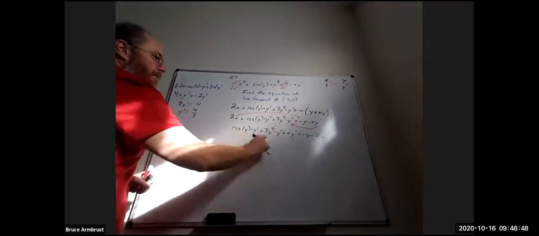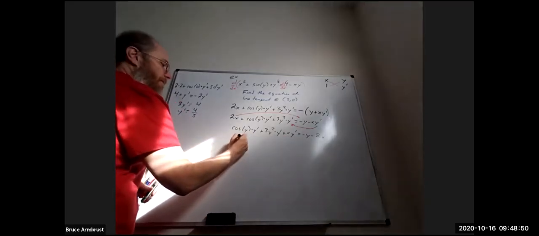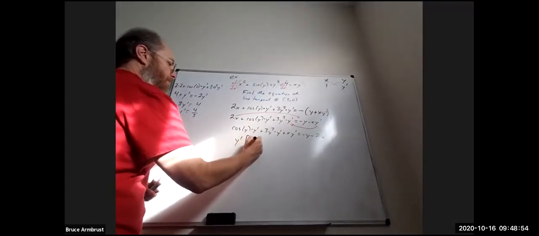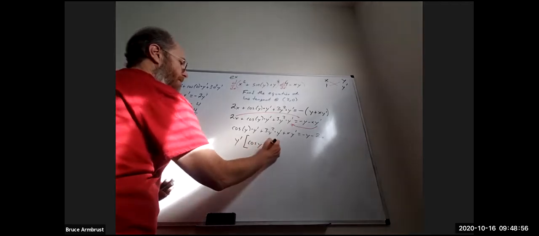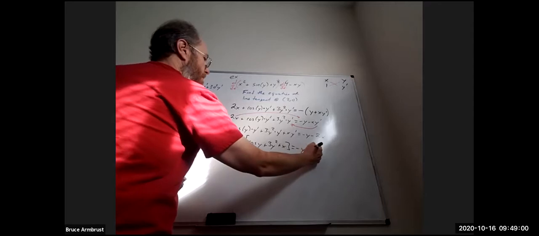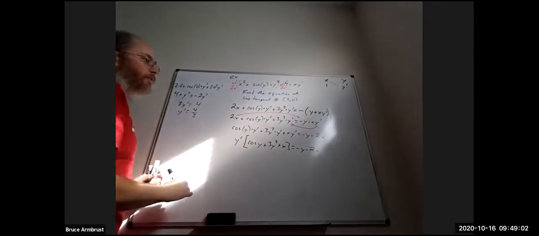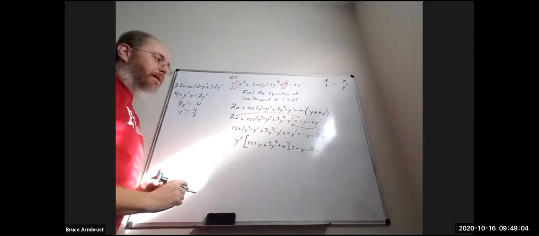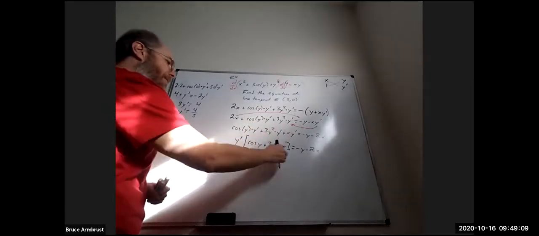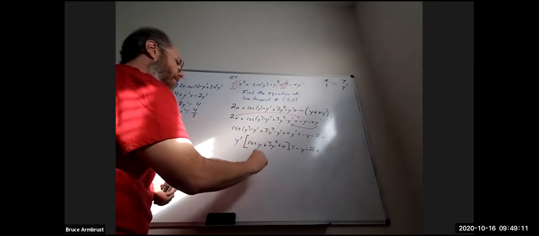All right, so now that we've got all these guys with y primes, we're going to factor the y prime out. So we can get y prime times cosine of y plus 3y squared plus x. So when you have more than one y prime, which will happen a lot, you're going to go ahead and bring them all together and then factor it out. And then you can divide by that factor.